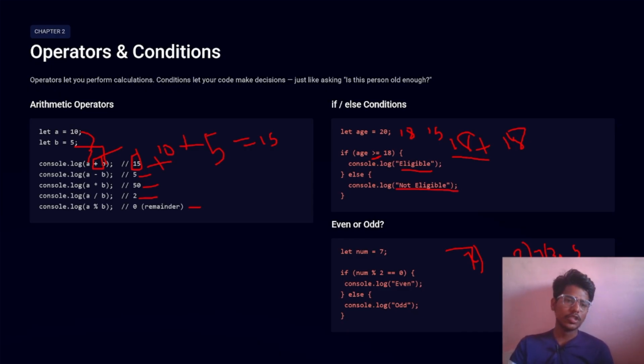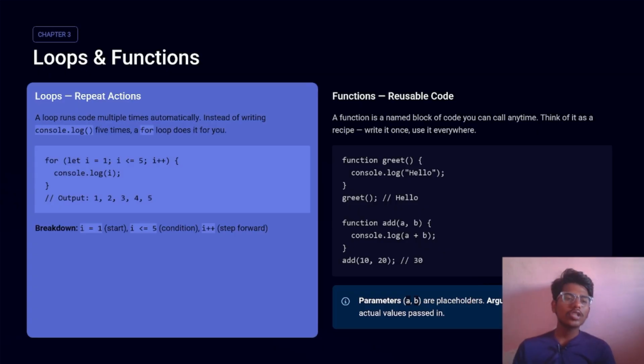Next chapter. Let's go to chapter 3. Here we are going to discuss loops and functions. Here, what is a loop? A loop runs code multiple times automatically. Instead of writing console.log, console.log, console.log five times, a loop does it for you.